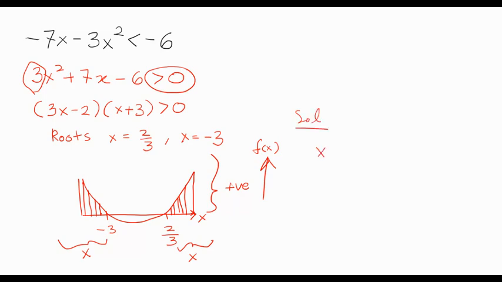is, in one part, x must be less than -3 and in the other part, x must be greater than 2/3. I would like to emphasize why we didn't take this value.